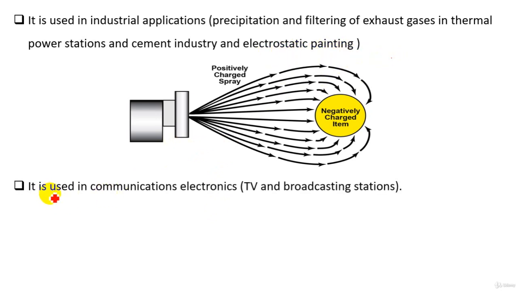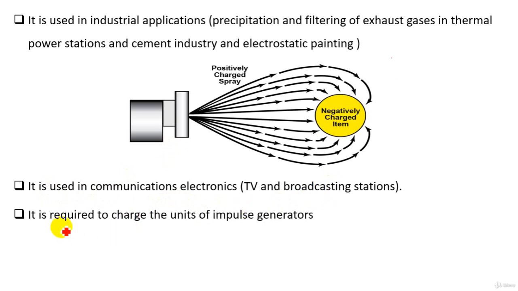Also, high voltage DC is used in communications electronics like TV and broadcasting stations. Also, it's required to charge the units of impulse generators. High voltage DC is the first step in an impulse generator to produce high impulse voltage, and this point will be explained clearly in the lectures on impulse voltage and how to produce impulse voltage.